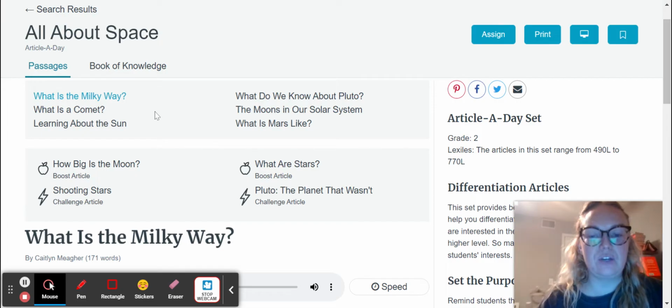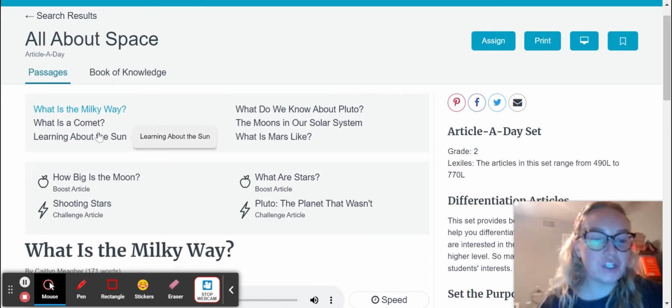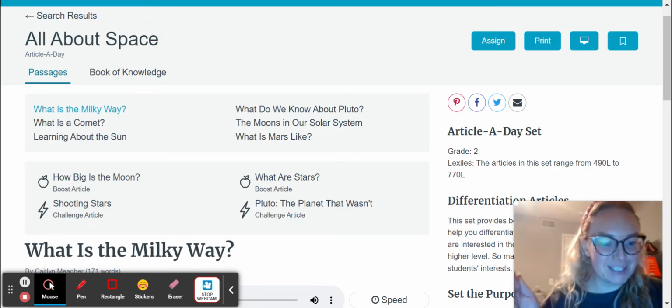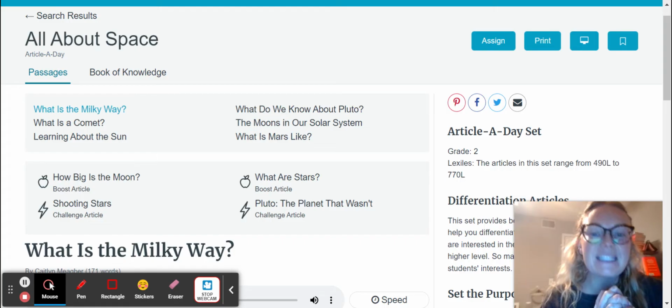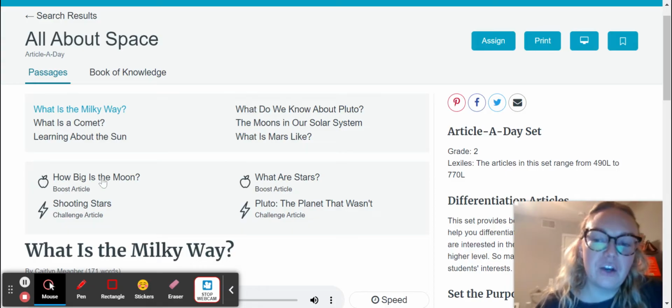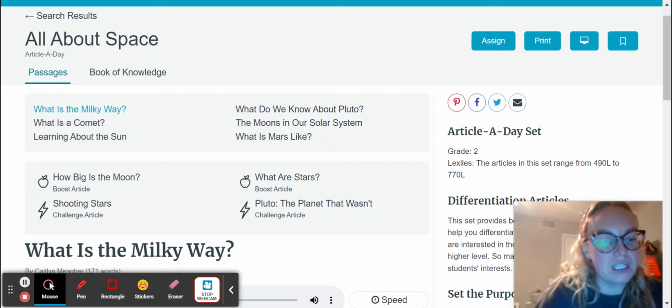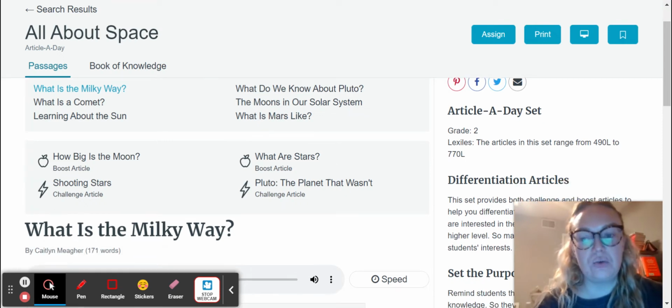What you'll learn about Article-a-Day is that it actually is going to include anywhere from 4 to 7 different articles, kind of under an umbrella topic. So for this one, we're talking all about space, and so we've got several articles included there. You'll notice down below, if I had checked the buttons asking for boost articles or challenge articles, those are going to be extra tiers of differentiation for students who need those.